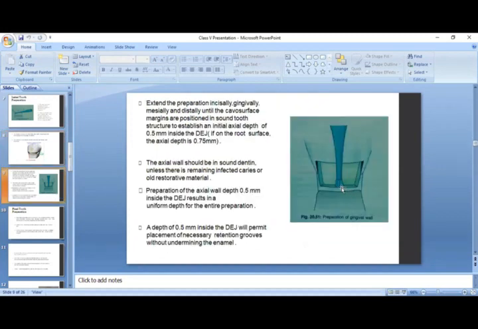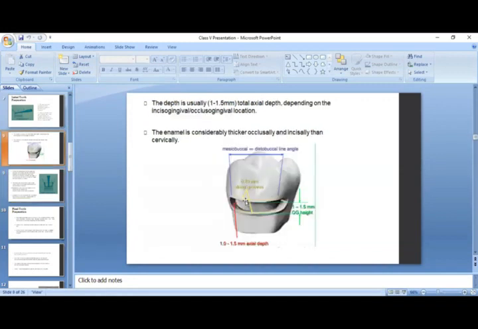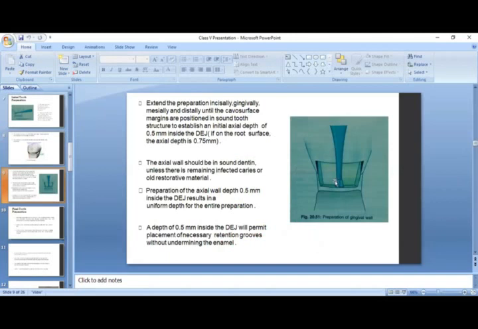Now, this is again the inverted cone burr. Okay, you can easily see that the cavity design is very small in that area, and the cavity design in that picture is big. The inverted cone burr would be the same. The depth of the carious region, according to the cavity, is like 1.0 to 1.5 millimeter.